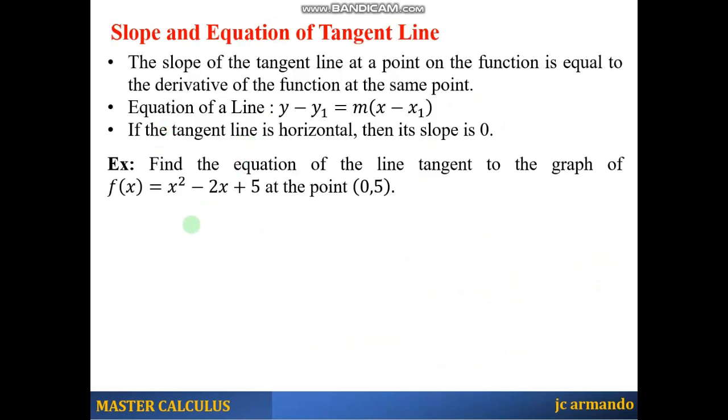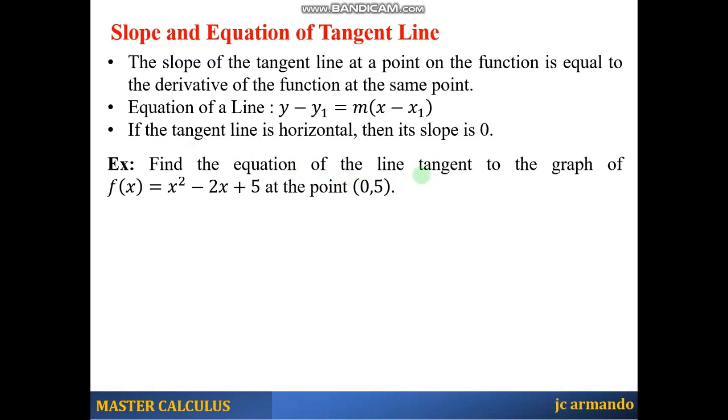We proceed to the slope and equation of the tangent line. Take note that the slope of the tangent line at a point on the function is equal to the derivative of the function at the same point. To get the equation of a line, we need the slope and a point. The formula is y minus y sub 1 equals m times x minus x sub 1. When the tangent line is horizontal, its slope is 0. Let's try problem number 1.